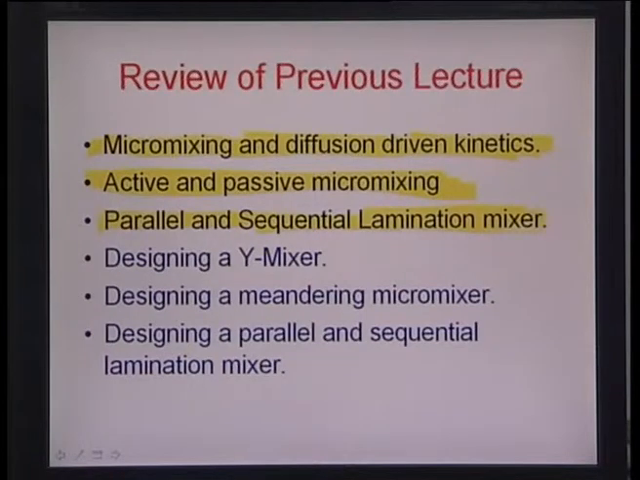So we talked about parallel and sequential lamination mixers. Parallel mixers are where you have multiple streams focusing onto a small cross-sectional area, so that the diffusion length becomes equal to the actual length divided by n, where n is the number of such streams. Sequential lamination is basically going out of plane and then back in plane, so that you can physically laminate the flows together, and therefore there's a reduction in the diffusion time by about 4 to the power of n minus 1, where n is the number of stages where this mixing takes place.